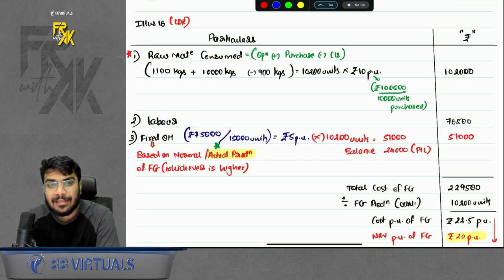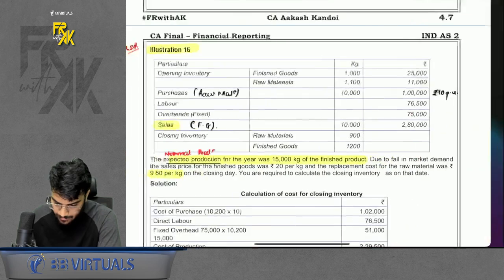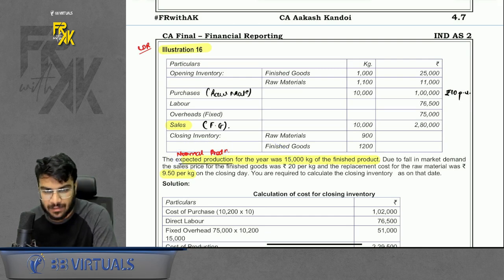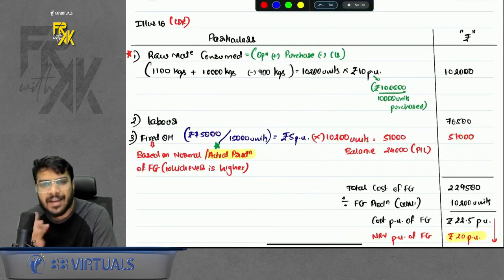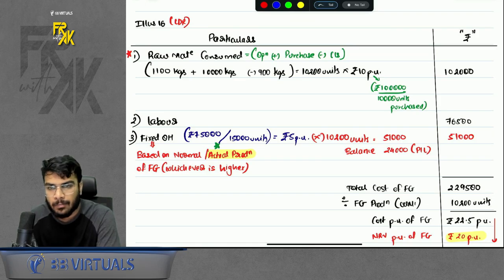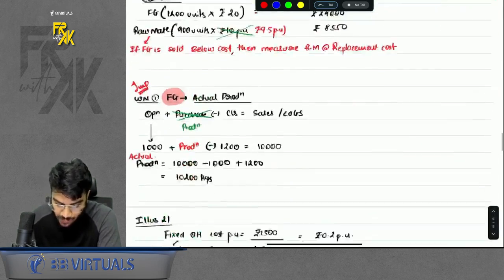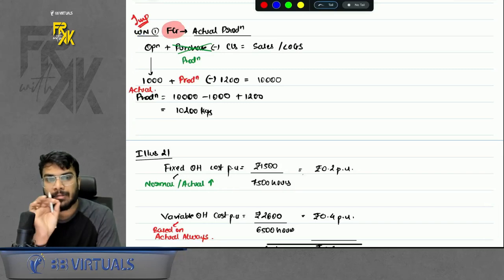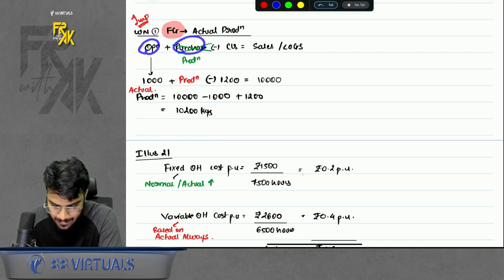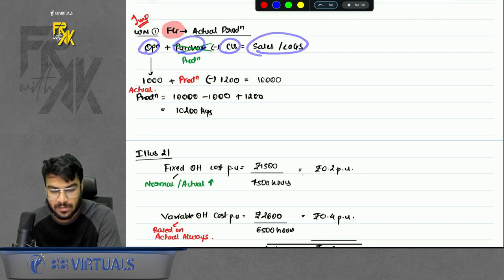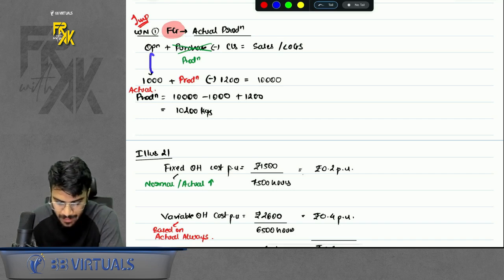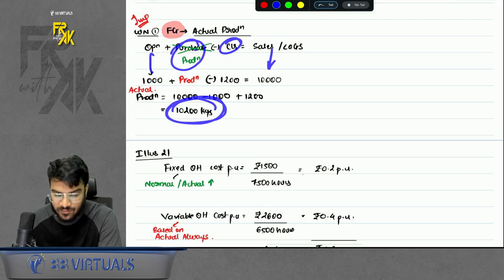Now while adding the fixed overheads, in this question expected normal production is given, but actual production is missing. You have to find the actual production. Why, sir? Because we will divide by normal or actual, whichever is higher. How to find the actual production? This calculation is important. Just remember the basic formula. Opening plus purchase minus closing is equal to sales or COGS. FG, we are not purchasing, we are producing. So opening we have, production we want to find, closing is there, sales is also there. With this you will get the FG production.